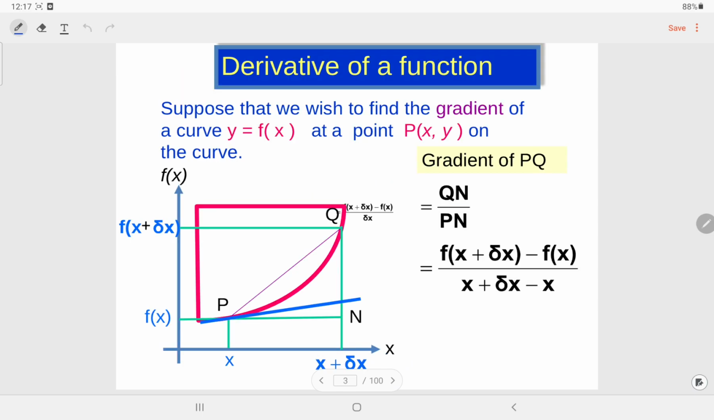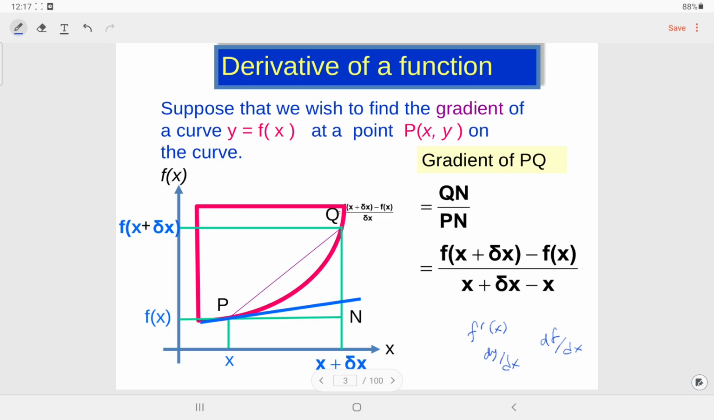Okay, now we look at the derivative of a function. What is actually the derivative? Basically, the derivative of a function f(x) represents its rate of change and is denoted by either f prime x, or dy over dx, or df over dx. Okay, let's first look at the graph here.